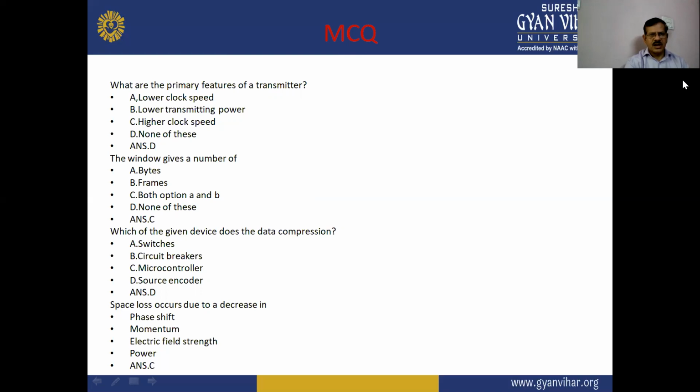Next, which of the given devices does data compression? Option A, switch. Option B, circuit breakers. Option C, microcontroller. And option D, source encoder. The correct answer is the source encoder, which is the device that does data compression. Next question: space loss occurs due to a decrease in option A, phase shift; option B, momentum; option C, electric field strength; option D, power. The correct answer here is electric field strength.